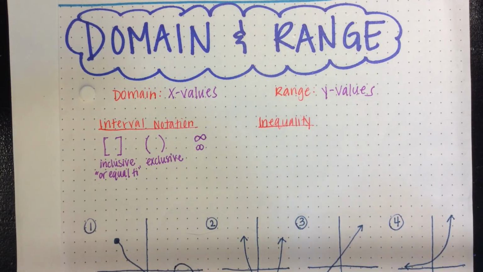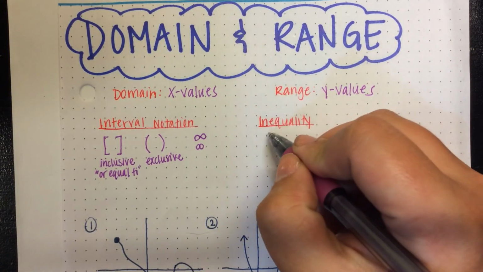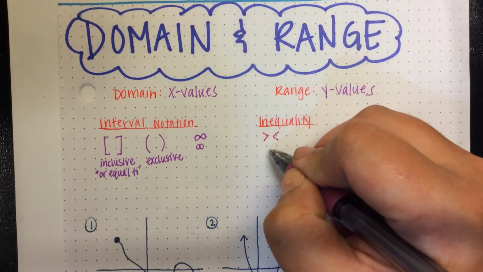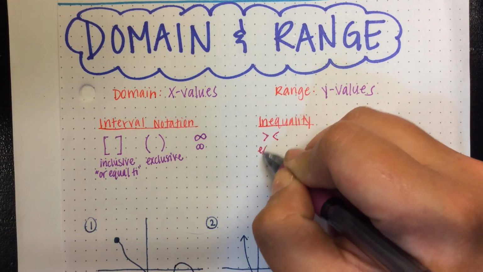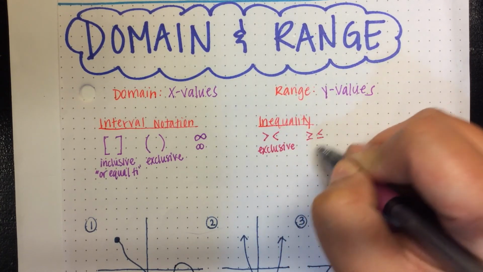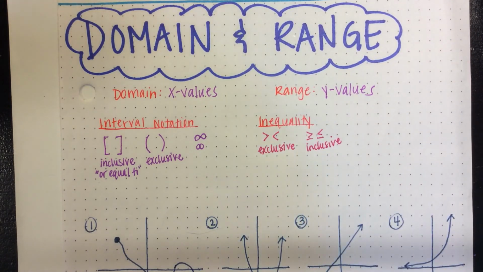All right, the inequalities. Our inequalities, you write just like an inequality. So we have either greater than, less than. These would be exclusive. We're not including those numbers. And then you have the or equal to's, and those are inclusive.